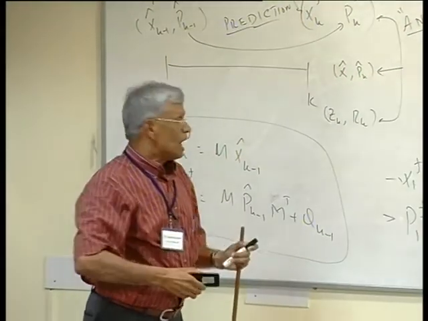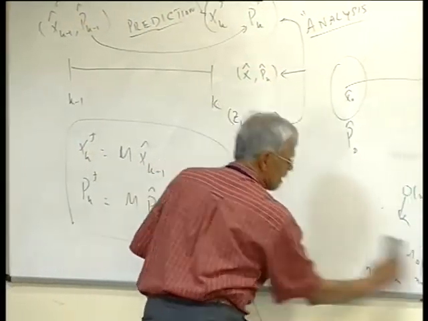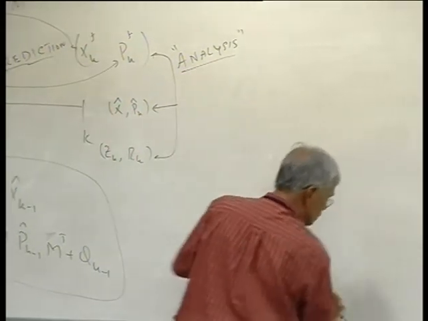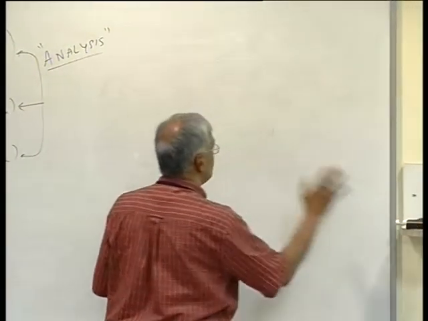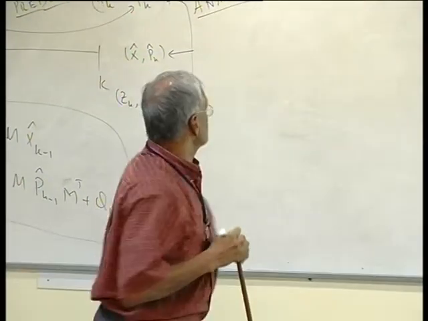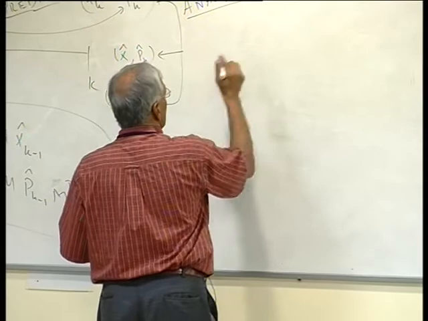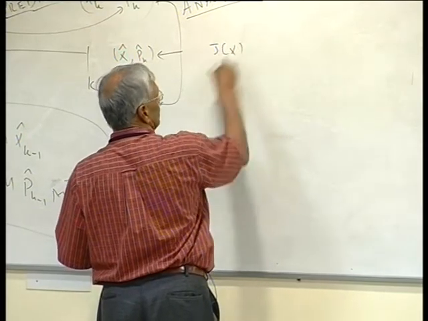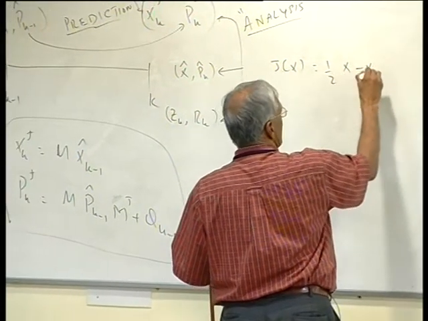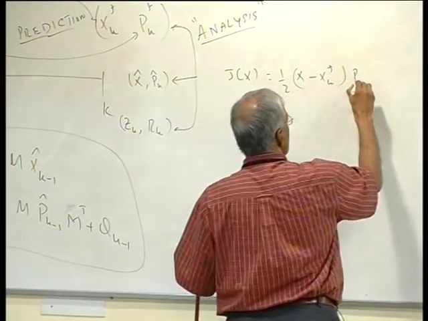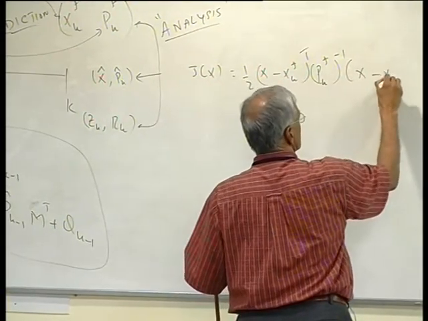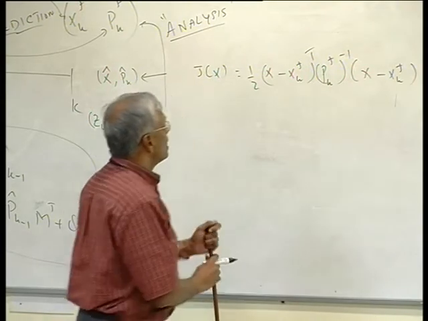With me? So how do I create an analysis from these two? I can do it in several different ways. You already know why I'm going to mention this. Homework problem. Hey, you guys have to do this. So what is this? Concoct a J function, which is J(x) equal to 1/2 of (x minus xk^f) transpose Pk^f inverse (x minus xk^f). Hey, this is the background term.